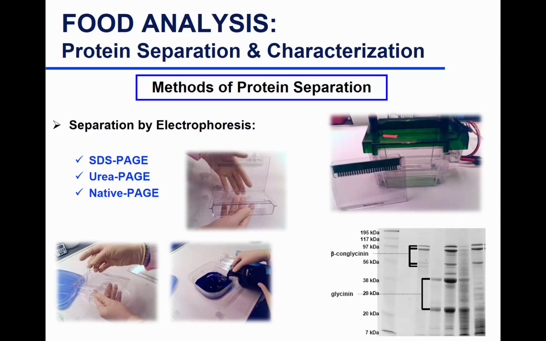Native PAGE is where you separate the protein as is. You do not put any denaturing agent or any agent that will cause negative charge. So you will separate them as is. It doesn't always give you a separation because some proteins are similar in charge and in molecular weight. So really, when you separate them as is, you might not see a lot of differences. That's why it's not really common. Most common is SDS-PAGE. Next is Urea-PAGE for these unique proteins that are different in charge but similar in size.